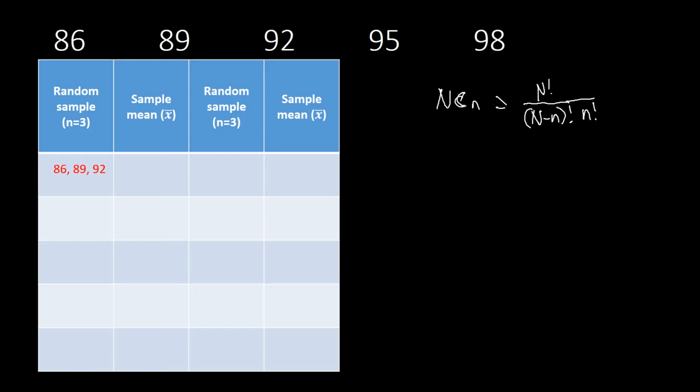We have 86, 89, 92. Take note in writing your combination, you have to arrange it accordingly from least to greatest. So we have there 86, 89, and then 92. So that's the first one. And I hope you recall that when you list down the combinations, you will be changing your last number, which is 92, to the next number on the list. So we have here, the next combination is 86, 89, and 95. And the next one is 86, 89, 98.